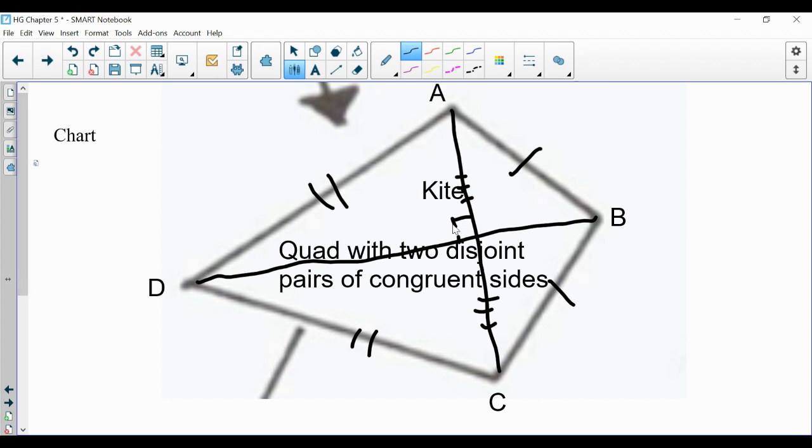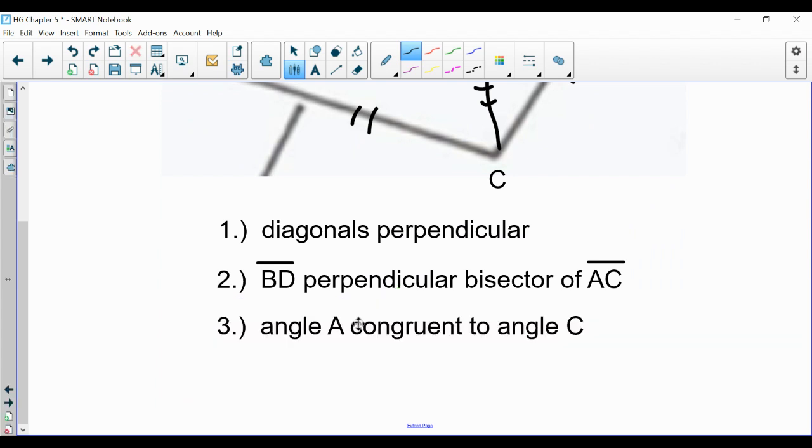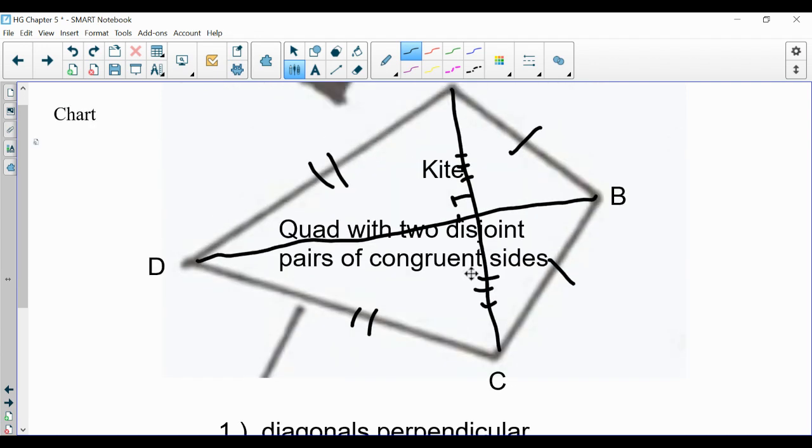So again, the side going from the 2 equidistant points, so B and D, is going to perpendicularly bisect the other diagonal. Okay. And then the last property, sorry about that. Angle A is congruent to angle C. So we actually get that these 2 angles are congruent. Okay. And so that's it for the kites.